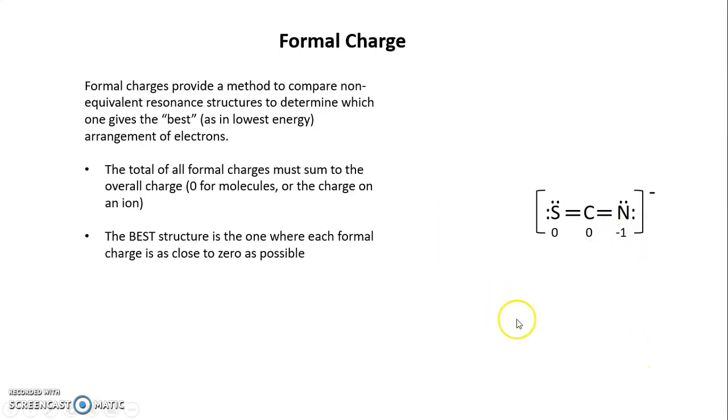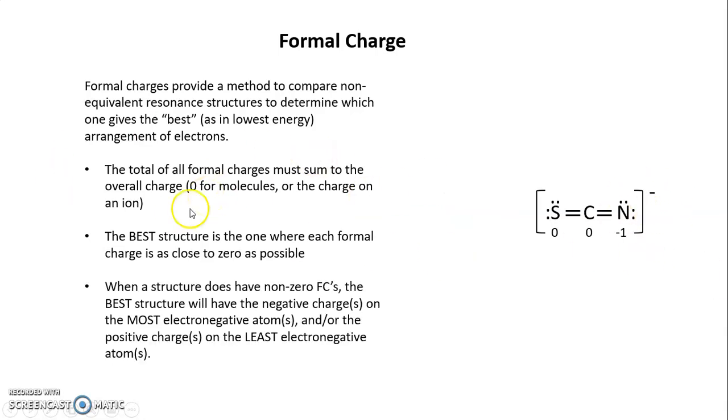The best structure is the one where each formal charge is as close to 0 as possible. Obviously, in a molecule, the best case would be where every single atom has a 0 formal charge, and that's often the case for molecule structures. If you have a structure of an ion, that can't be the case because we're going to have a charge somewhere, or we're never going to be able to add up to an overall charge.